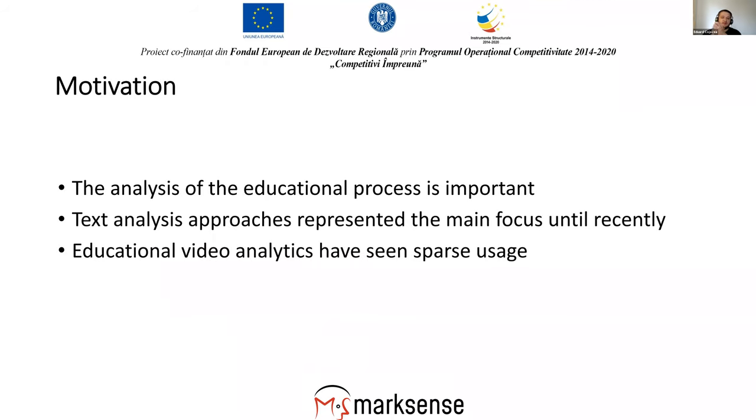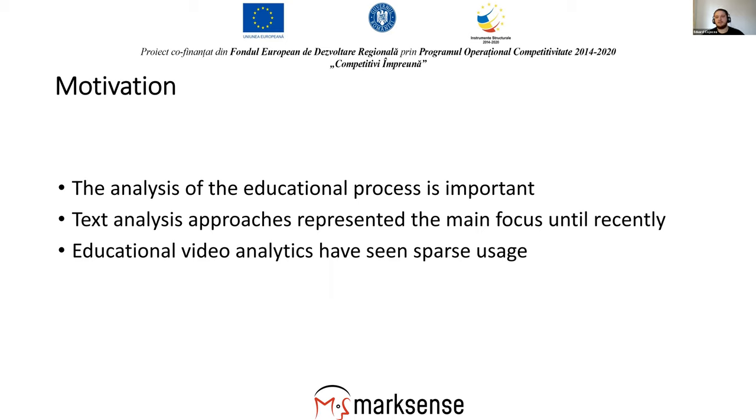So the motivation for our research is that understanding and analyzing the educational process is very important, because we can extract relevant information like identifying faulty techniques, identifying flaws in the educational process, extracting relevant statistics, or even in the future, maybe it would be possible to offer metrics to grade the educational process via custom metrics.